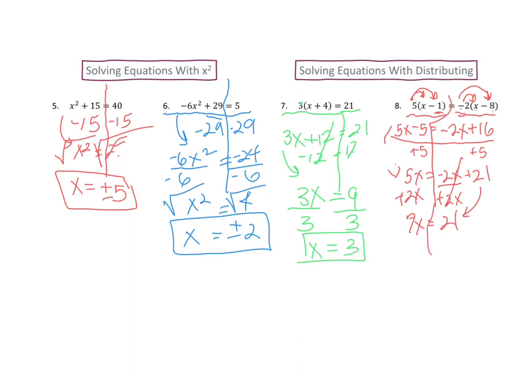We got all our letters on one side and our numbers on the other, but we want to know what 1x equals. That's 7x, so we divide both sides by 7. Because 7 divided by 7 equals 1. 21 divided by 7 equals 3.